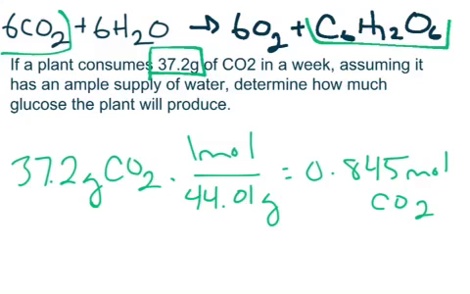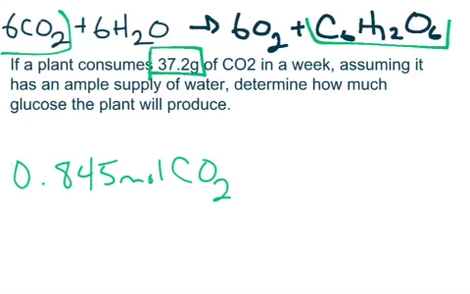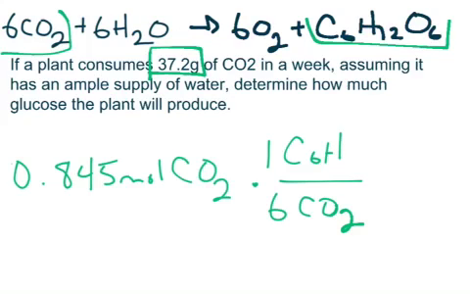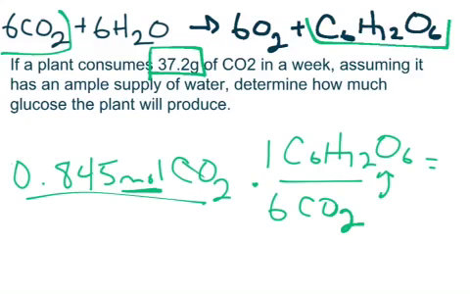Next step. Now that we have moles of carbon dioxide, we can do the actual stoichiometry. For every 6 carbon dioxides that are consumed by a plant, there's going to be 1 glucose molecule that can be made from that. So we're going to take the moles of carbon dioxide we just figured out, multiply by 1, divide by 6. The unit is not going to change because there's no unit in the ratio here. What's changing is we're getting rid of carbon dioxide and turning this into moles of glucose.